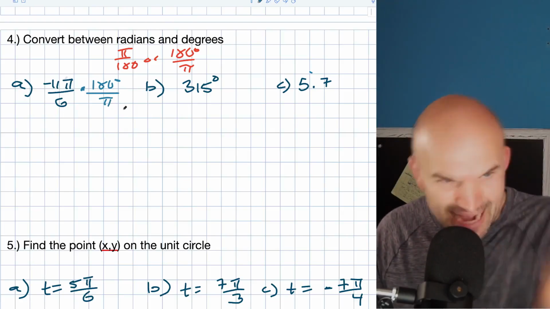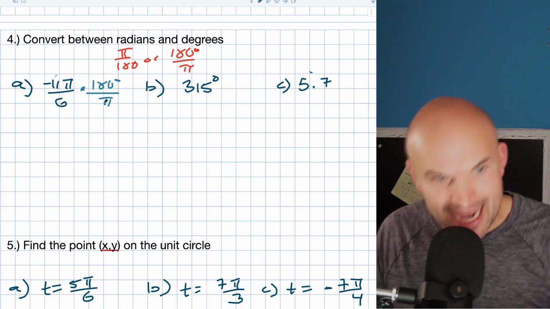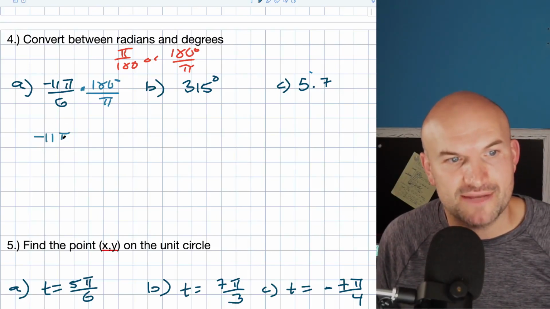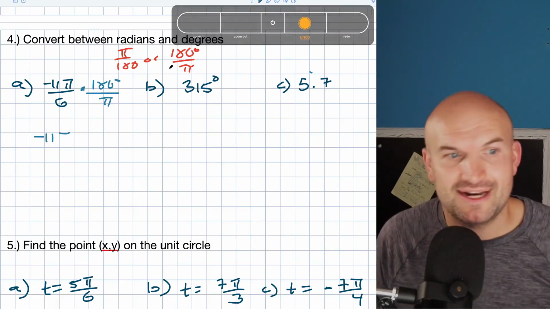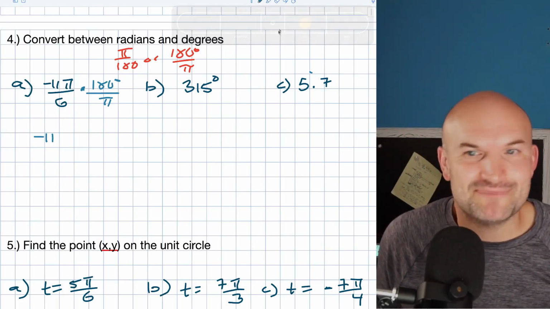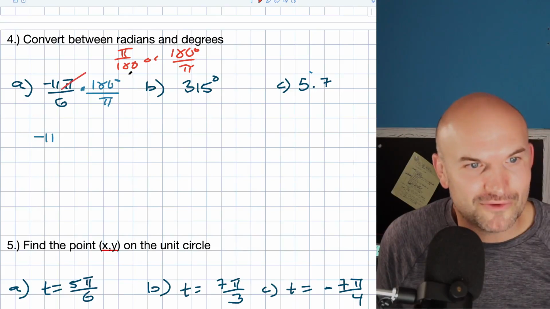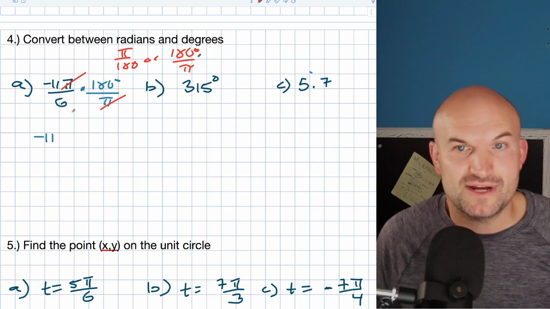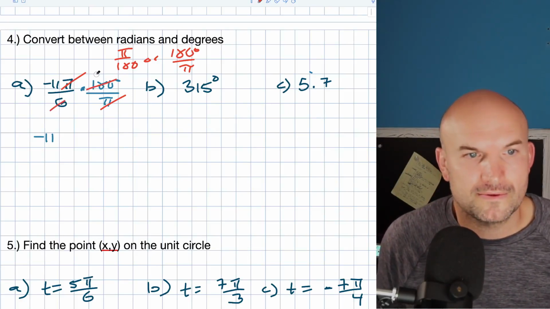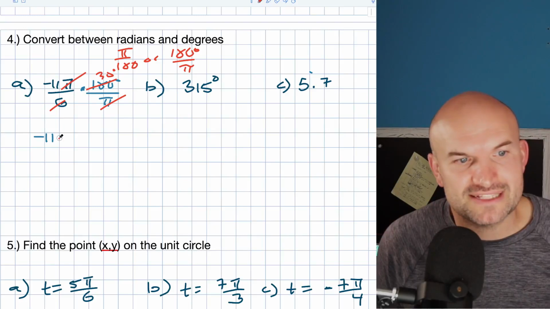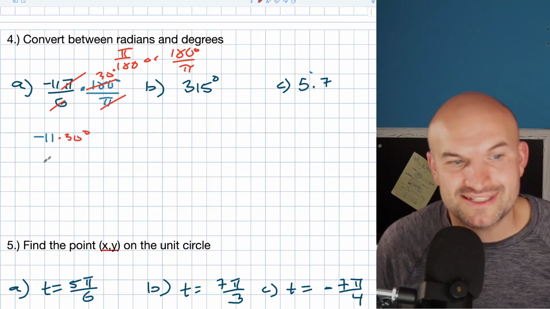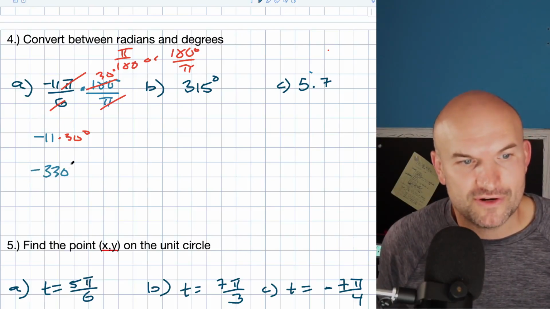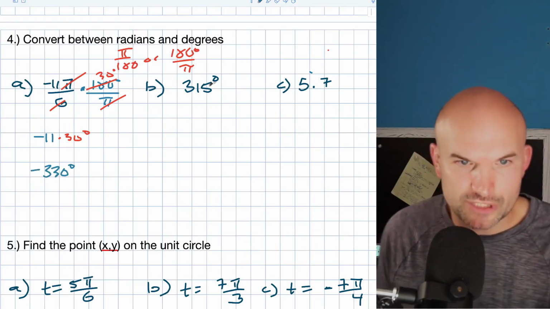The reason being is I want my pi's to divide out, right? I want these pi's to divide out. When I do this, these pi's are now going to divide out. And then 6 goes into 180 how many times? Well, that goes in 30 times, right? So therefore, this can be negative 11 times 30 degrees. And now my final answer is going to be negative 330 degrees.